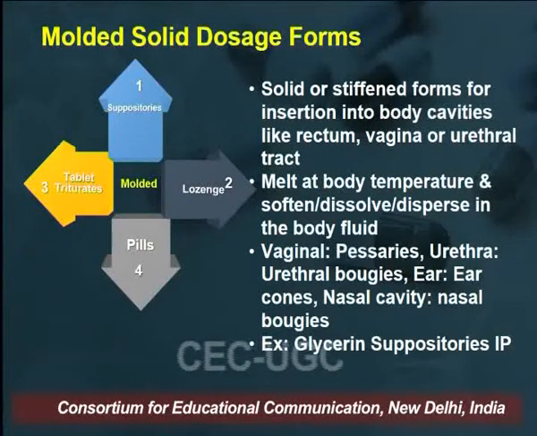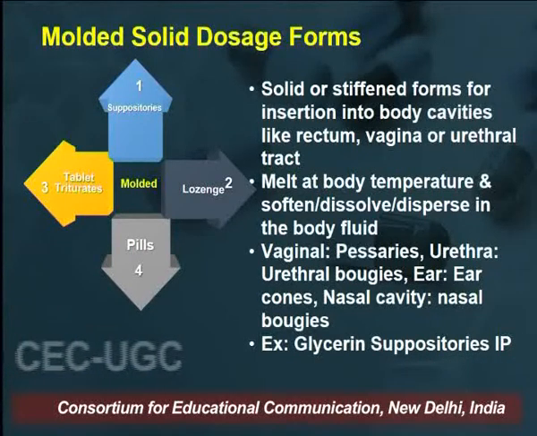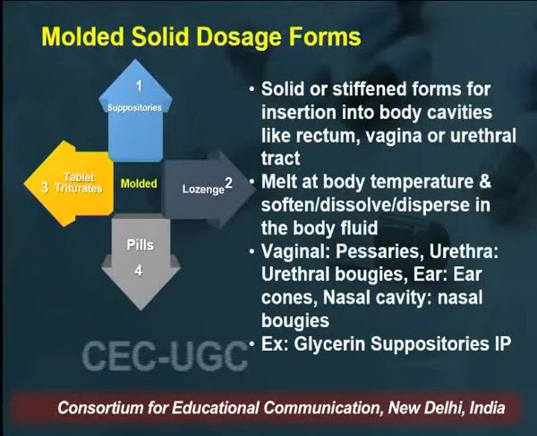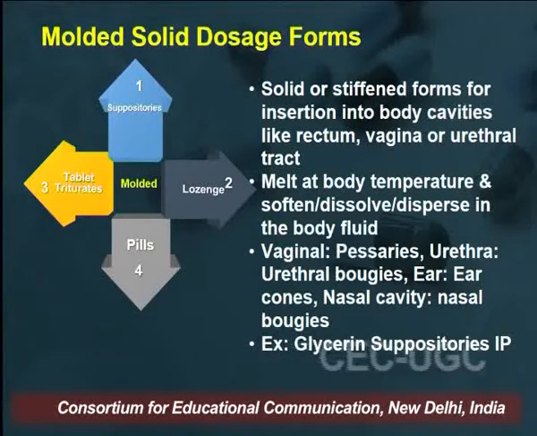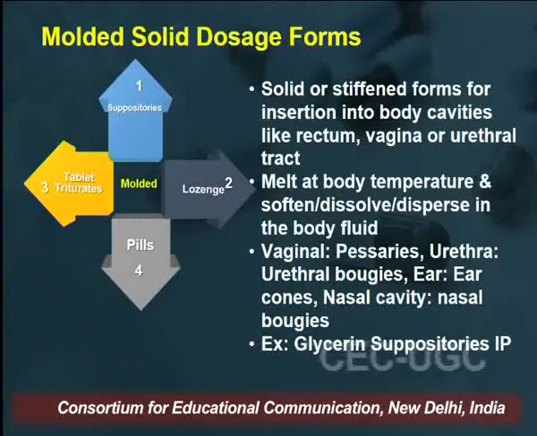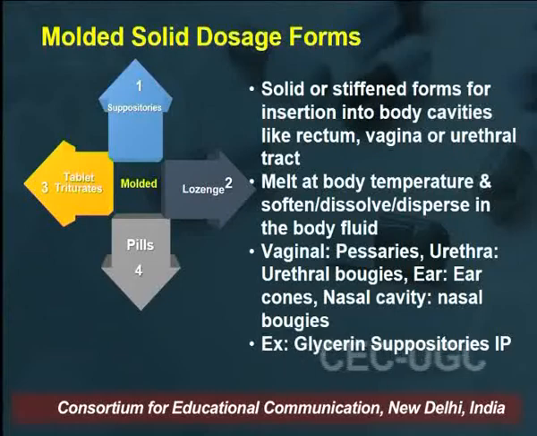Now talking about suppositories, suppositories are solid or stiffened forms for insertion into body cavities like the rectum, vagina or urethral tract. Suppositories melt at body temperature and soften, dissolve or disperse in the body fluid. If a suppository is inserted vaginally, it is referred to as a pessary. If given through the urethra, it is referred to as a urethral bougie. If inserted into the ear, it is referred to as an ear cone. And if through the nasal cavity, it is referred to as a nasal bougie. Example, through the rectal route includes glycerine suppositories, official in the Indian Pharmacopoeia.